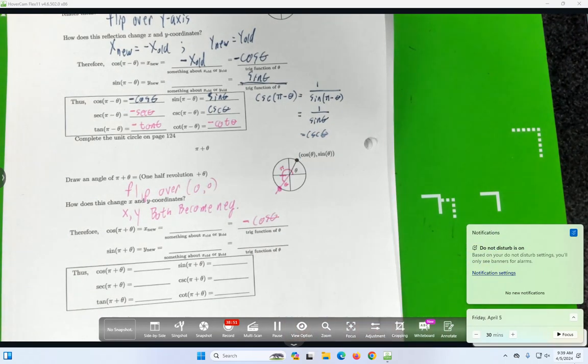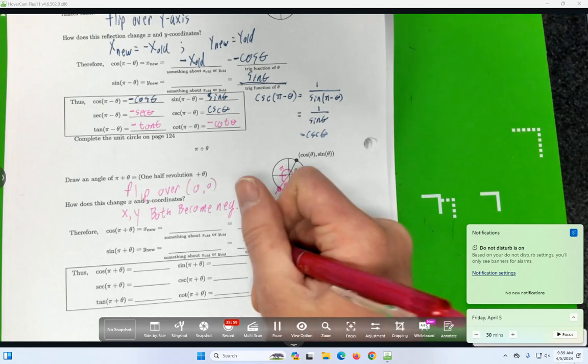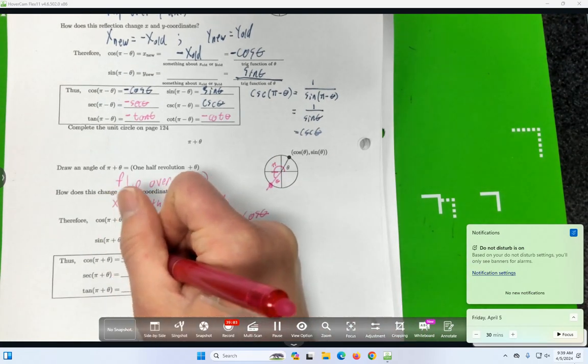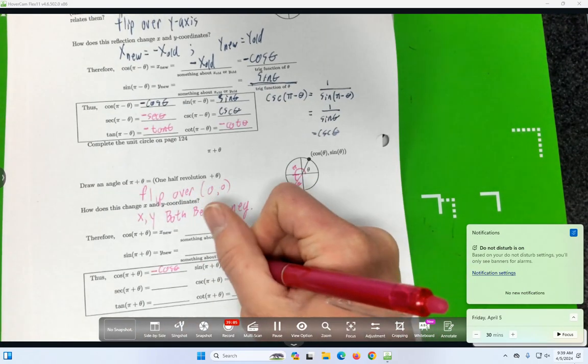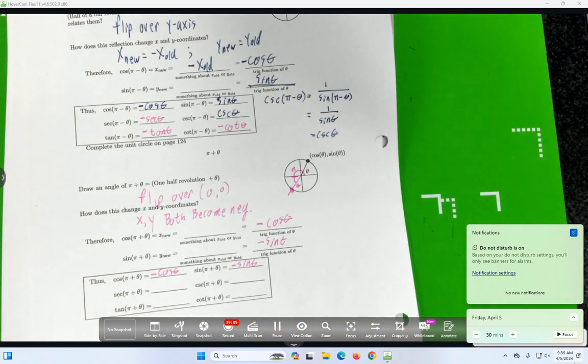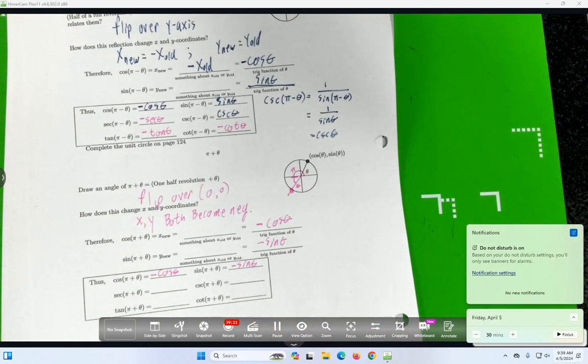Could we do the same thing with sine? What would we get? I hear a negative sine theta. All right. So cosine became negative. Sine became negative. Secant and cosecant are just the reciprocals, so they'll become negative for the exact same reasons we've done algebraically a few times.